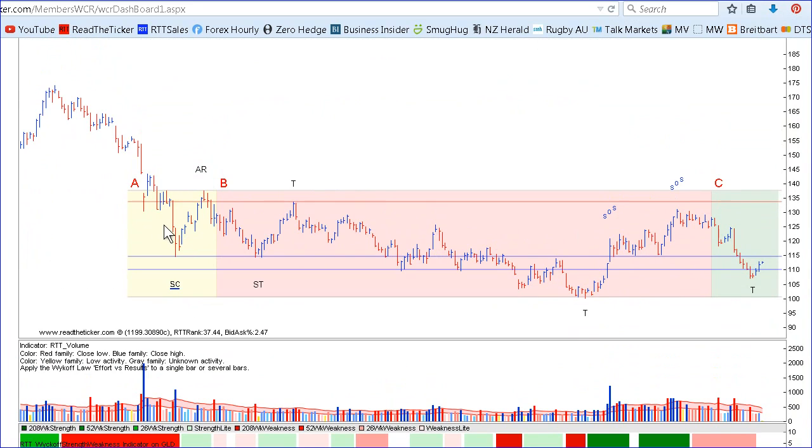A and B phase, this is where supply is dominant, supply is coming down, and we have high volumes, some climactic action, and we get an automatic response. So it's smashed down here, and then it automatically bounces. That's what phase A is.